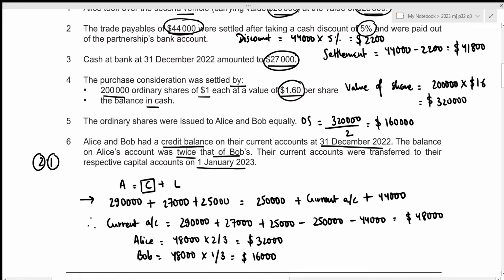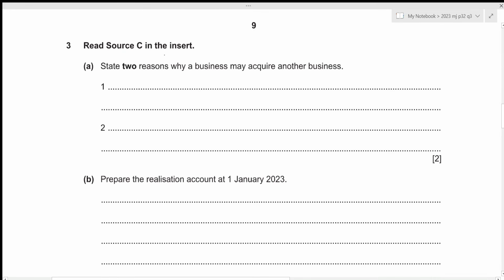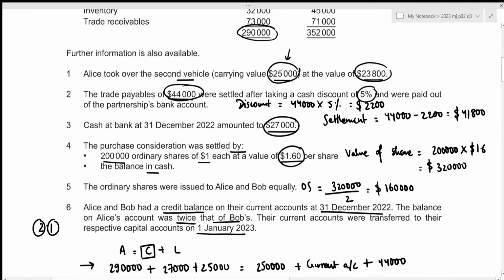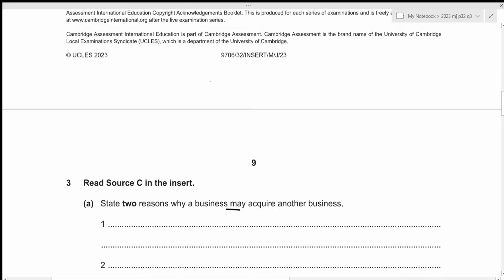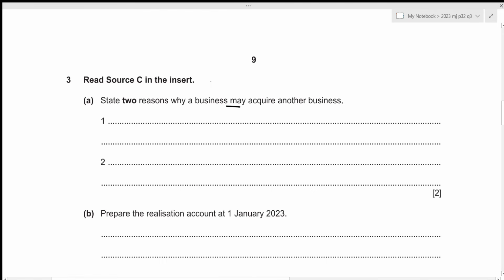Okay, now we can move towards the first part of this question. We need to state 2 reasons why a business may acquire another business. So the first one is for elimination of competitors, because in this case as well, both the partnership of Alice and Bob as well as X Limited is trader of wood. So they are in the same business, which means that if they acquire another business, then there will be less number of competitors. So that results in elimination of competitors.